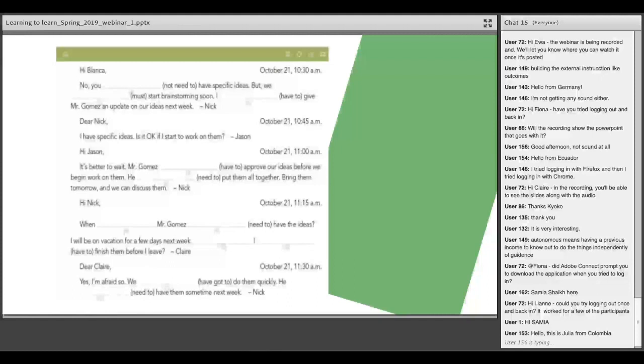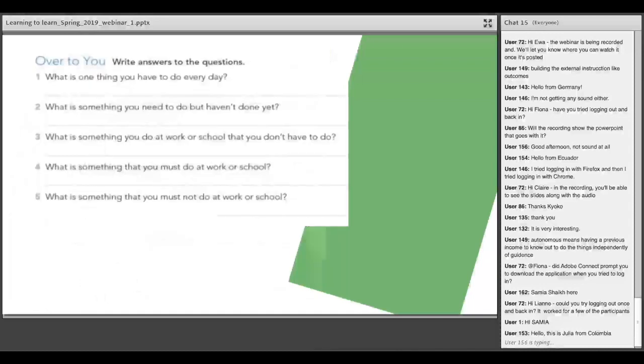Next, as we move further along away from the scaffolding and toward greater independence, we can ask the student to do things that are personal to them. So asking, what's one thing you have to do every day? And then they would fill that out using some of the forms to express necessity.